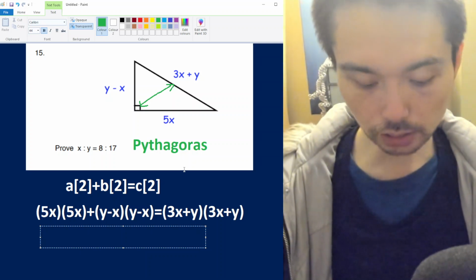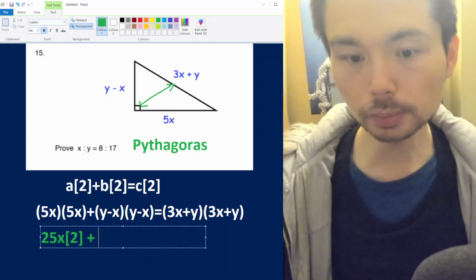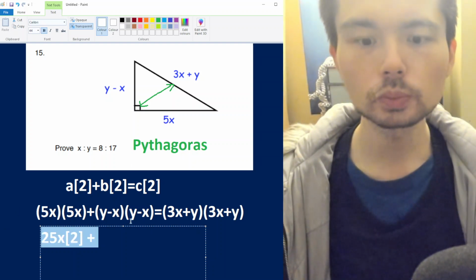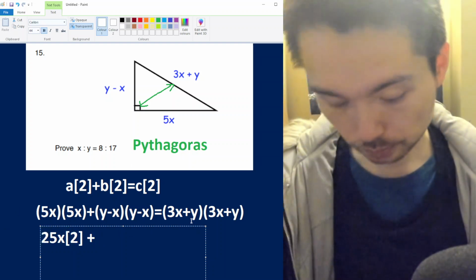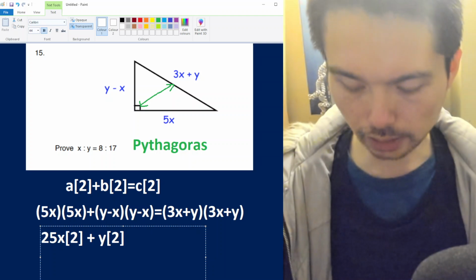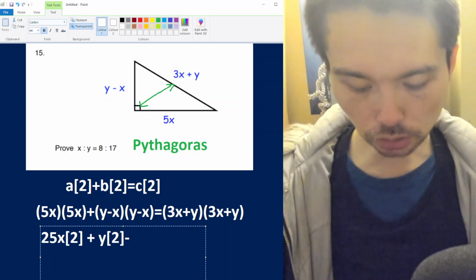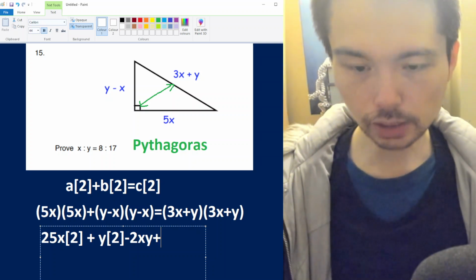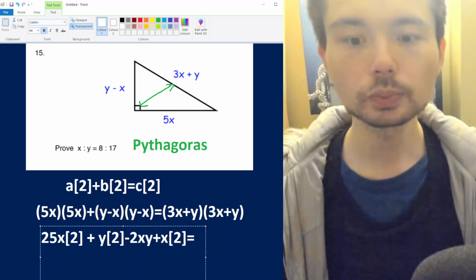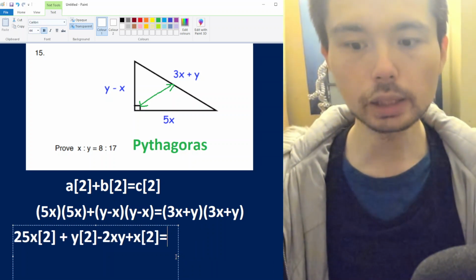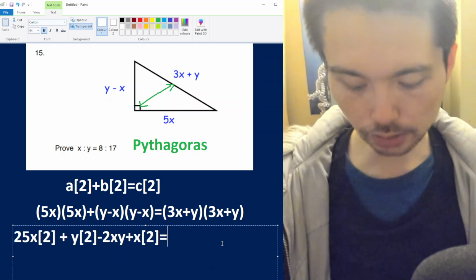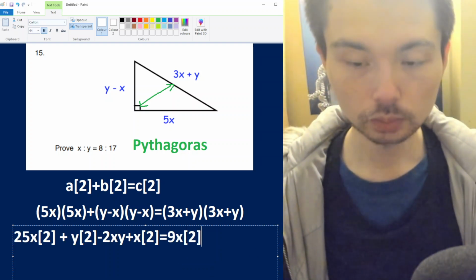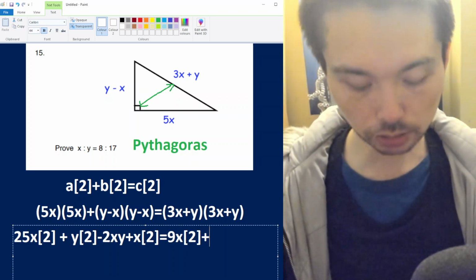We know 5x times 5x is 25x squared. This bit, expand with me. So y squared minus xy, which is 2xy, and then minus x times minus x is plus x squared. And then now normal expansion with your double brackets here. 3x times 3x equals 9x squared plus 3xy plus 3xy, 6xy.